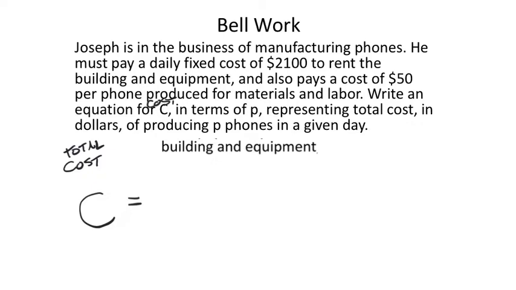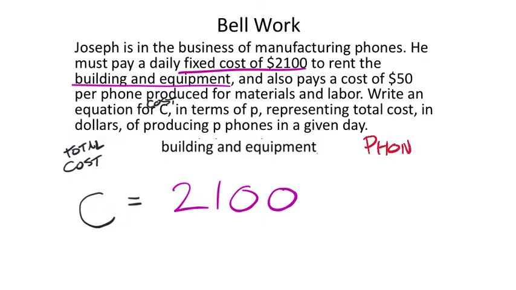And the building and equipment we see is a fixed daily cost of $2,100. So building and equipment is always going to be $2,100. And again, that's the cost for the building and equipment. But then in addition to that, there's also a cost for producing phones. So we've got a phones cost.